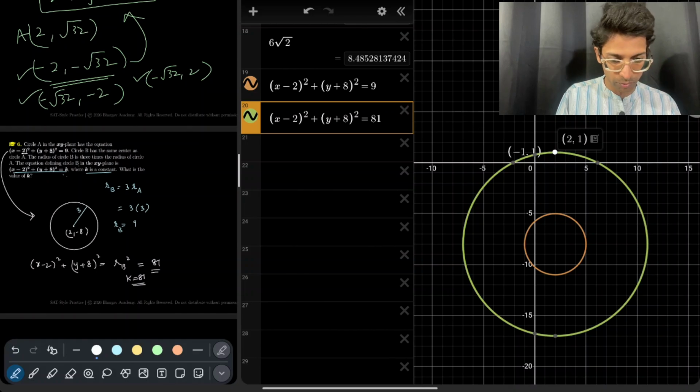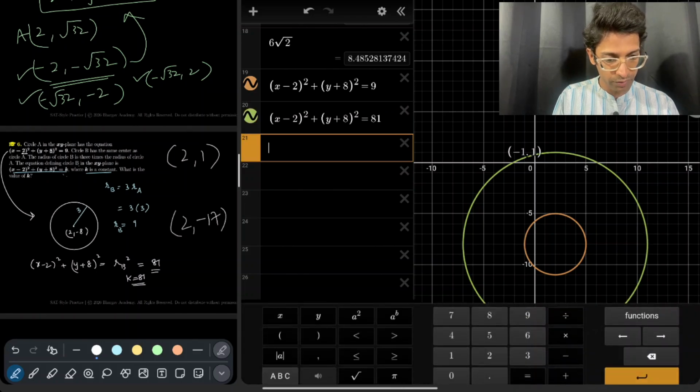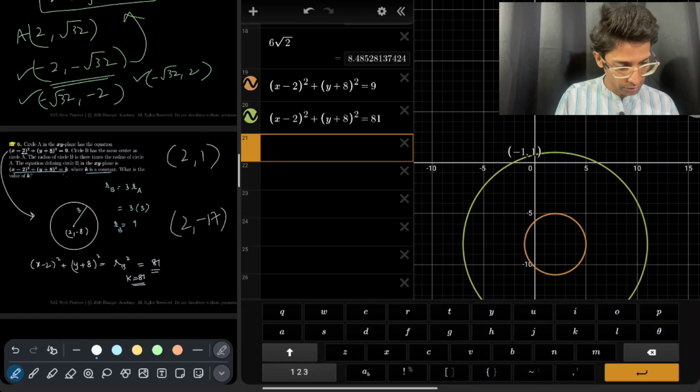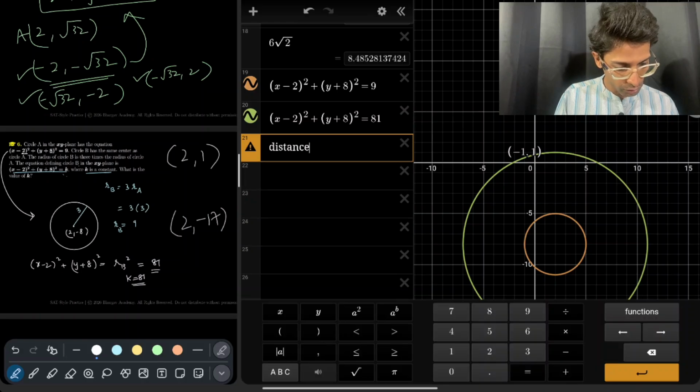One point is 2 comma 1. So let us write it down. 2 comma 1 is one point. The other point is 2 comma minus 17. So let's try to find the distance between these 2 points, and half of that will give us the radius. Distance between these 2 points.